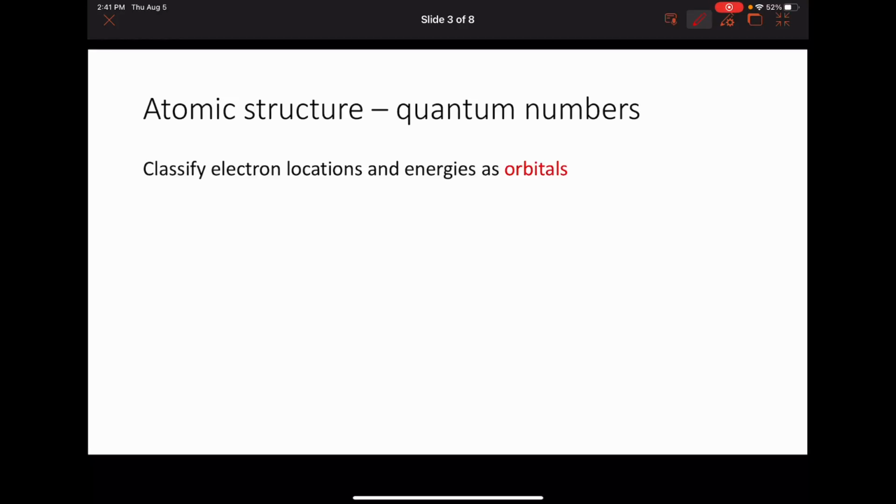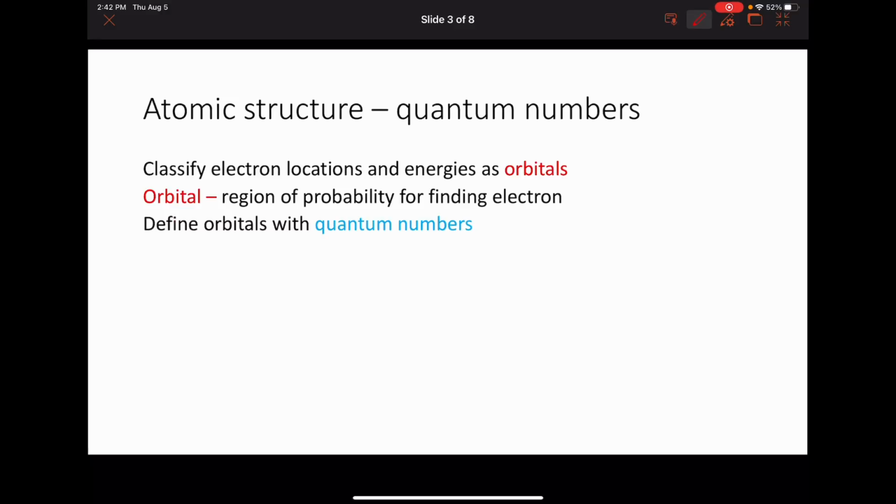Okay, so we're going to classify electron locations and energies as what we call orbitals. Now remember, as we established in the de Broglie wavelength discussion, electrons are matter, but they can act like waves, so we really can't locate them very well. So this idea of location is really more like a probability, okay? Our orbitals are these regions where it's most probable to find that electron. And we define our orbitals using a set of quantum numbers, and we're going to have 4 of them.